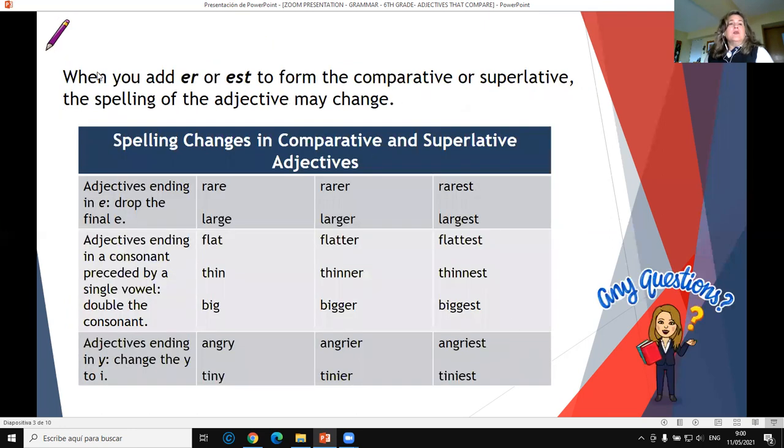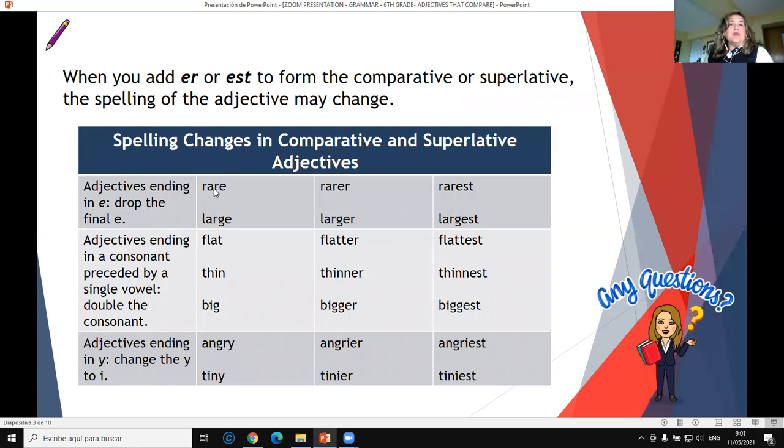So when you add ER or EST to form the comparative or superlative, the spelling of the adjective may change, as we have seen with heavy. So here we have the rules in this chart. Spelling changes in comparative and superlative adjectives. If the adjective ends in E, you drop the final E because you're adding another E, so you don't put two E's, you only leave one, okay? That's why we say that you drop the final E.